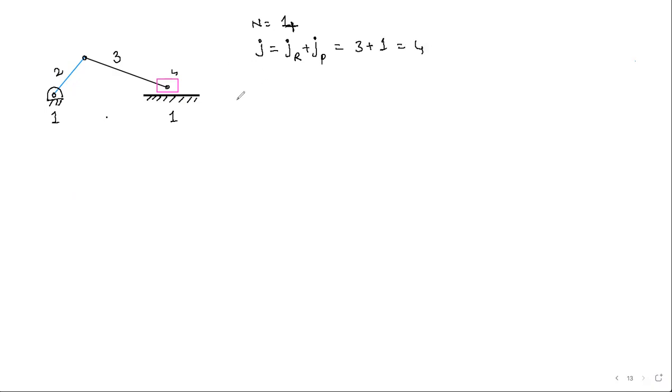Now take the formula. Mobility is equal to 3 into (n minus 1) minus 2J minus 1J_H minus 2J_HR. In this, we don't require a few things. We don't require this J_H and we don't require this J_HR. These both are not required because there are no higher pairs. So just take them off and now substitute. So 3 into (4 minus 1) minus 2 into 4, and this will be equal to 1.